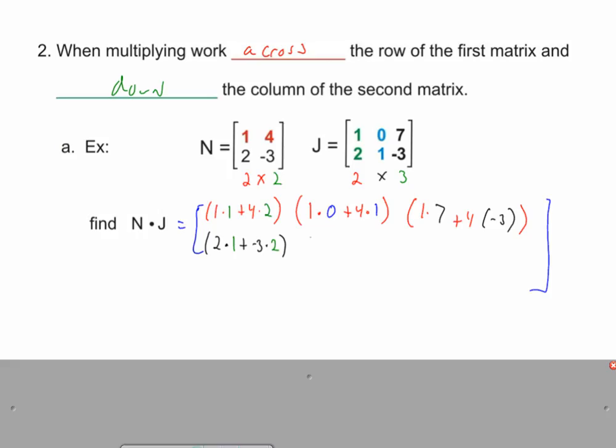So just keep working your way across. 2 times 0 minus 3 times 1. And now I'm going to work across that last column, across and down: 2 times 7 and minus 3 times a negative 3.